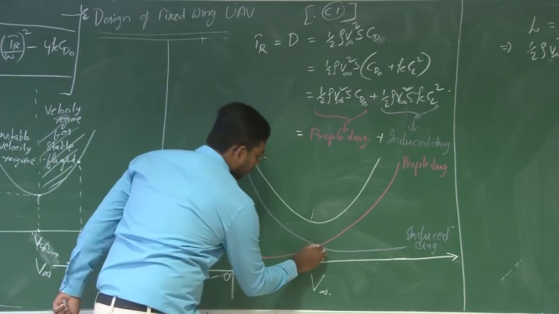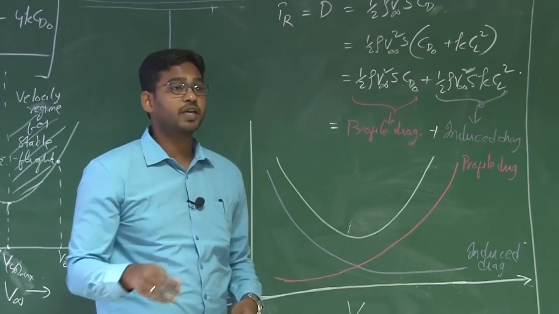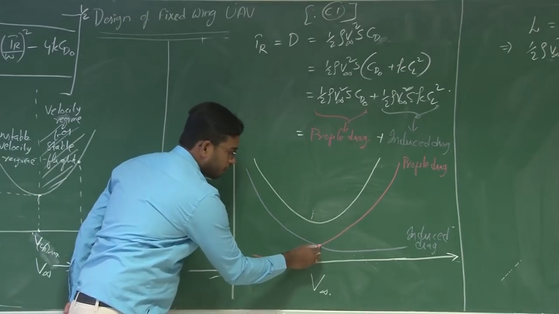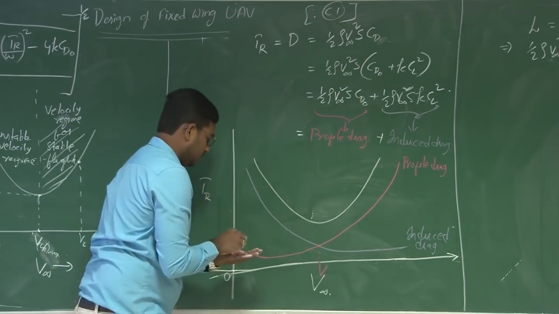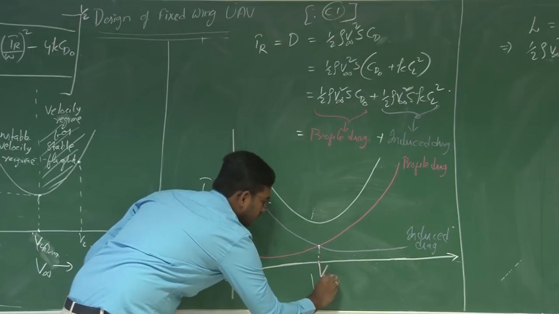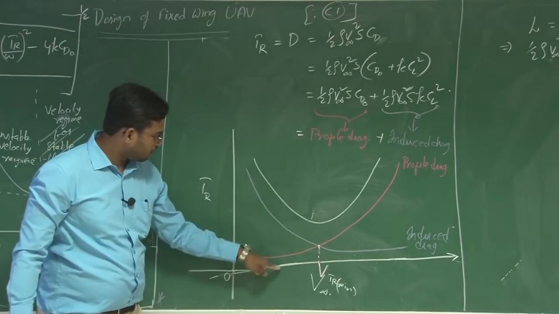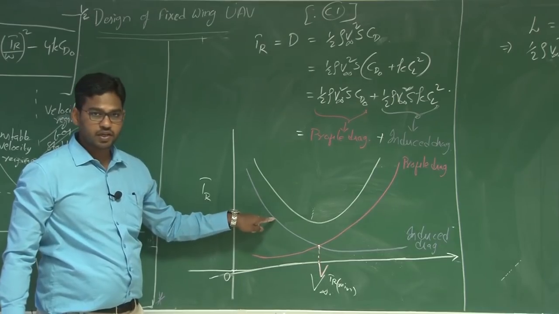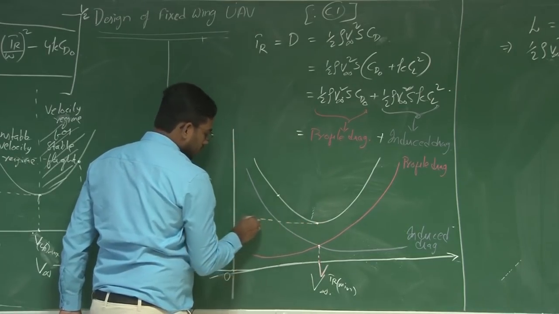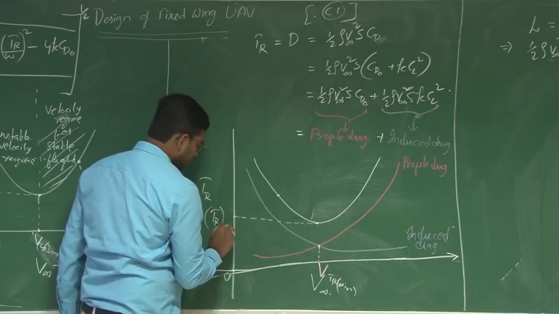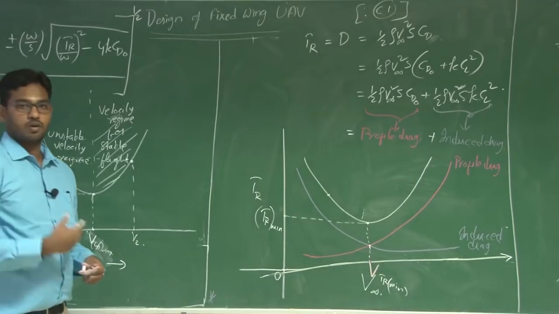So ultimately, what is this point? Can you notice this? At the minimum thrust requirement, we have induced drag equal to profile drag, right? At this point, profile drag is equal to induced drag, and this particular point corresponds to the velocity for TR minimum. What is this TR curve, the white curve? At each and every point of V, it is a summation of profile drag plus induced drag. So the sum of these two will be this point, and this is the corresponding thrust required minimum condition. The respective velocity is V for thrust required minimum, or L by D maximum.